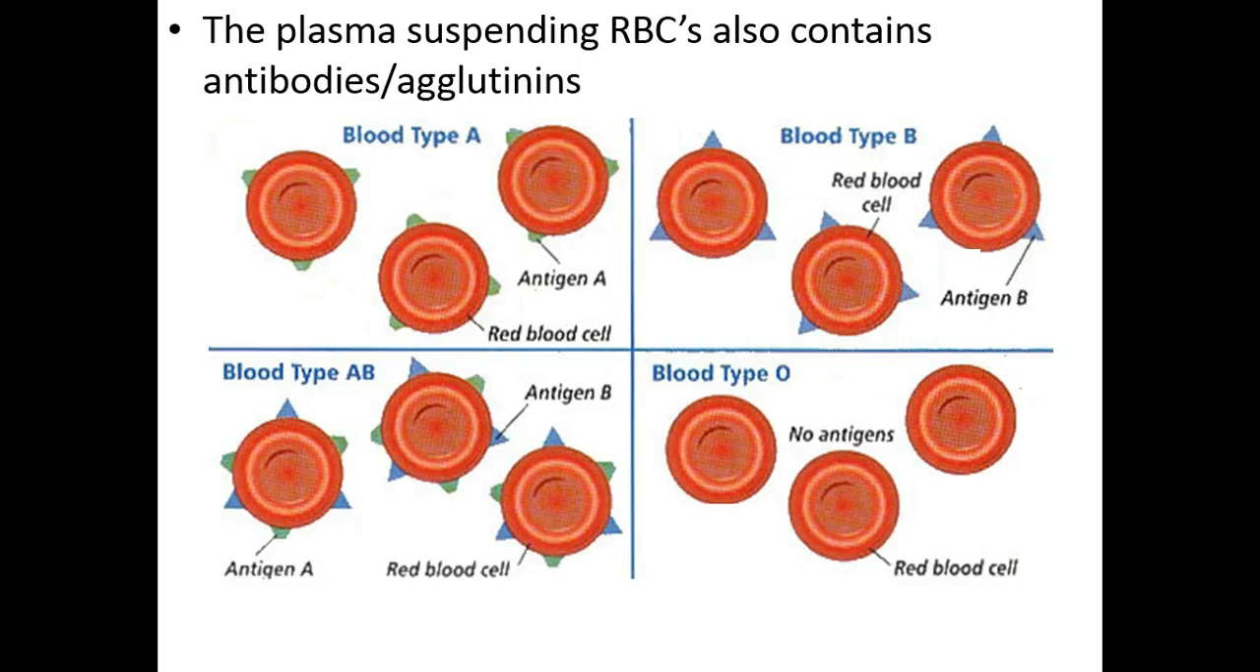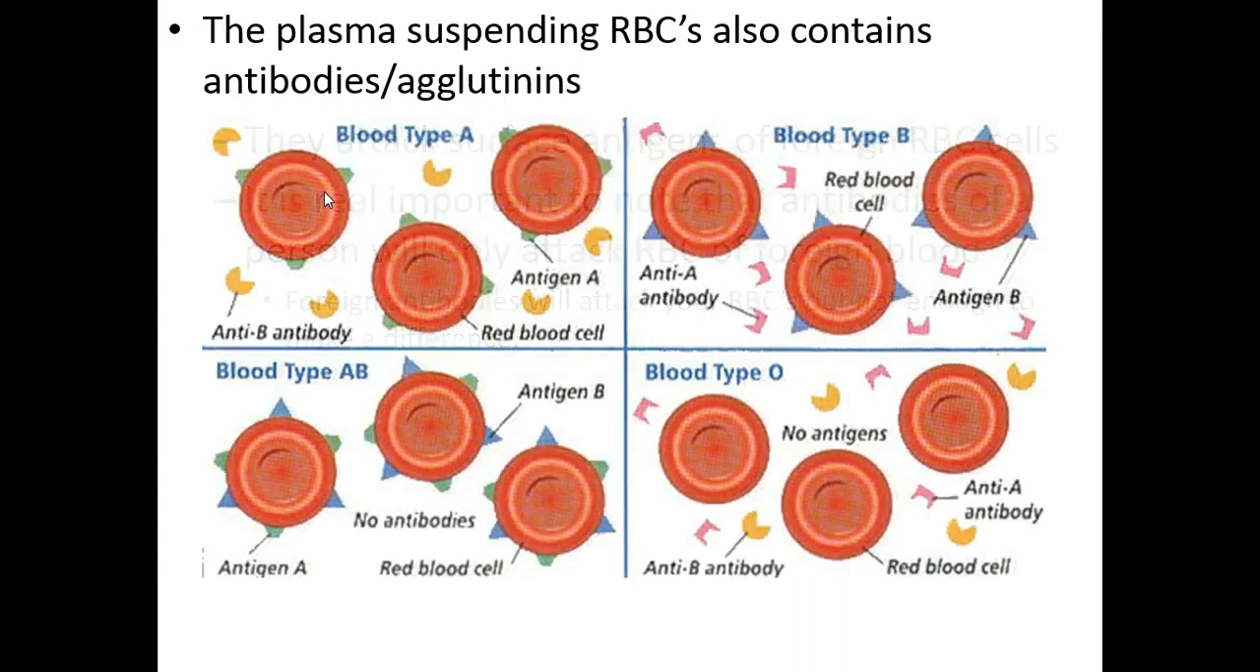Let's take a look at this. Here are all of your red blood cells. You have A, B, AB, and O. These are the antigens on the surface of the red blood cells. Suspended in the plasma are things called antibodies. Antibodies' job is to attack foreign red blood cells.